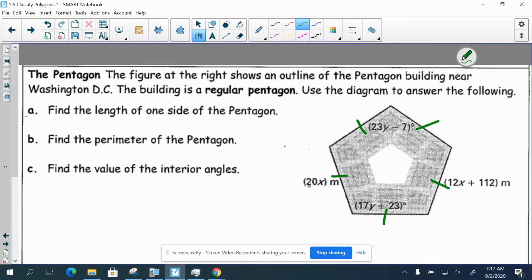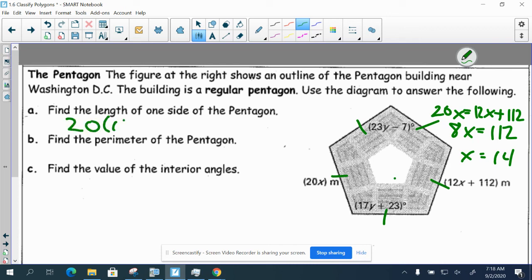That means we can make an equation, set 20x equal to 12x plus 112. 20x equals 12x plus 112. Okay, solve for x. So this would be 8x equals 112, and x is 14. So that's not the question, though. The answer to the question is the side length. So we would have to take one of these two expressions. I'm just going to take 20x, plug in 14. 14 times 2 is 28, so this would be 280 meters.